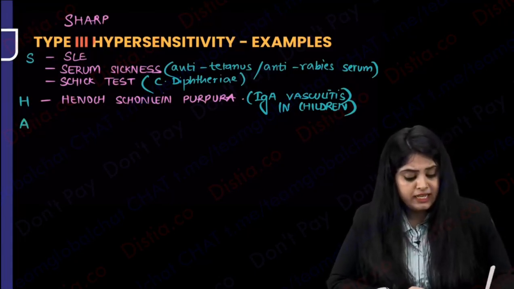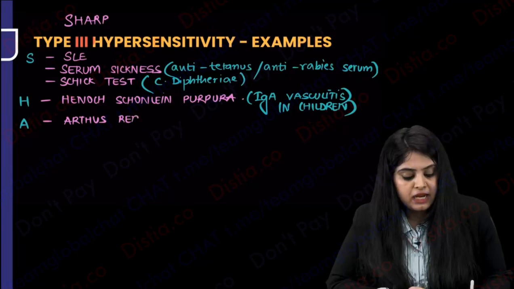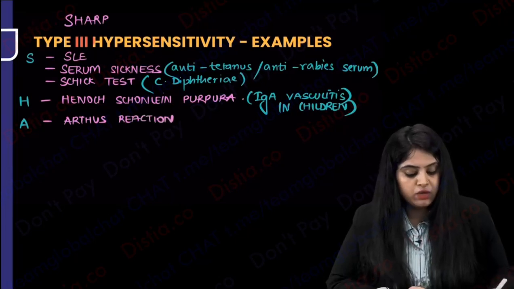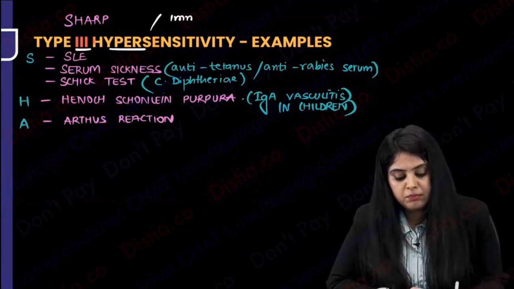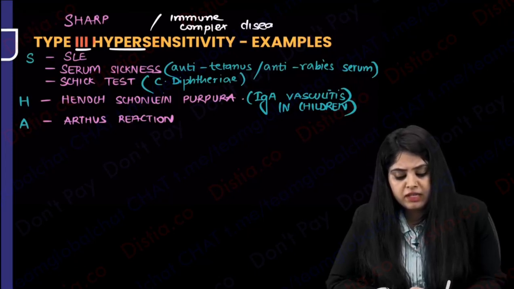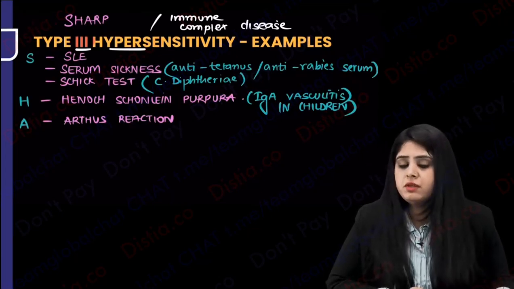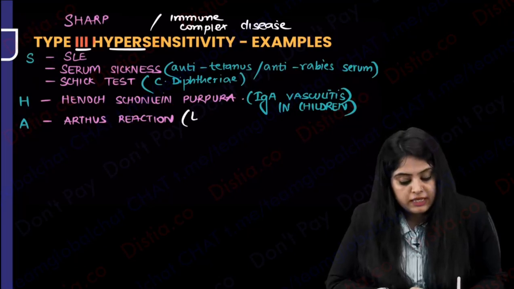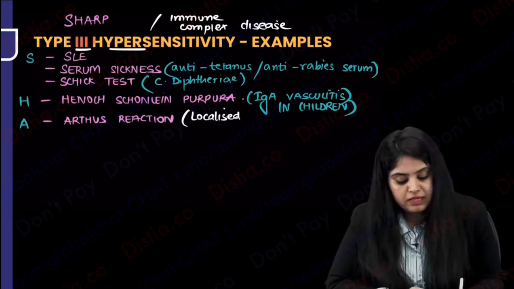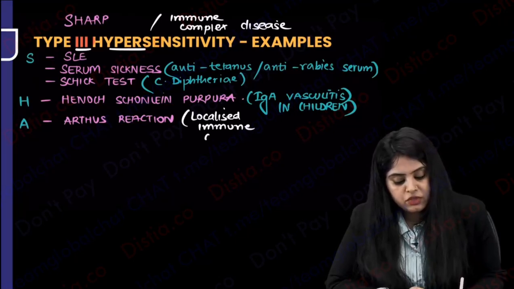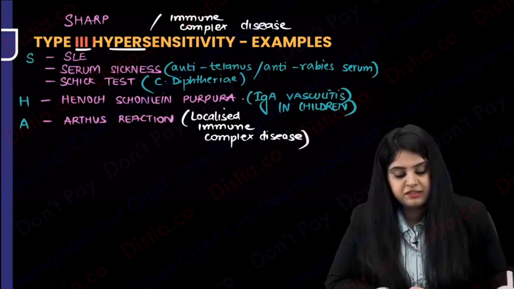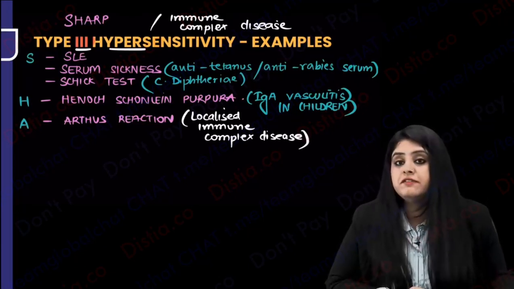A stands for Arthus reaction. What does Arthus reaction mean? When we are talking about type 3 hypersensitivity, what was the other name? Immune complex disease. And immune complexes were depositing everywhere in the body, but Arthus reaction is a localized version. It is a localized immune complex disease. So that is A for Arthus.